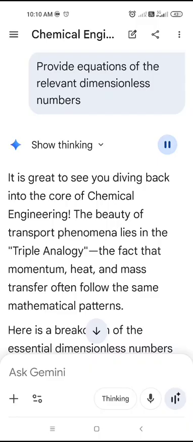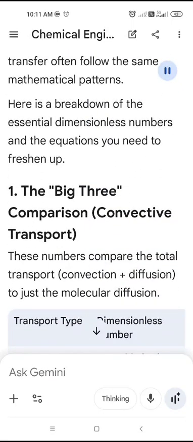It is great to see you diving back into the core of chemical engineering. The beauty of transport phenomena lies in the triple analogy: the fact that momentum, heat, and mass transfer often follow the same mathematical patterns. Here is a breakdown of the essential dimensionless numbers and the equations you need to freshen up.